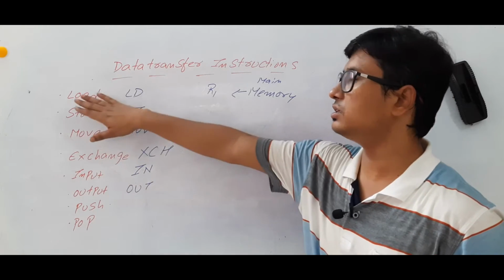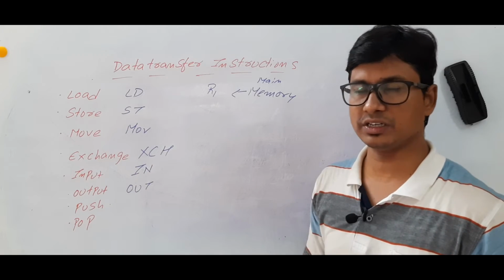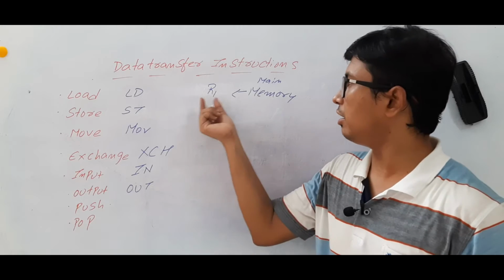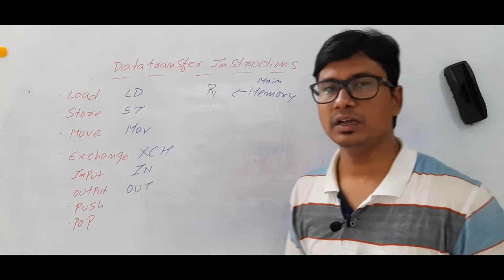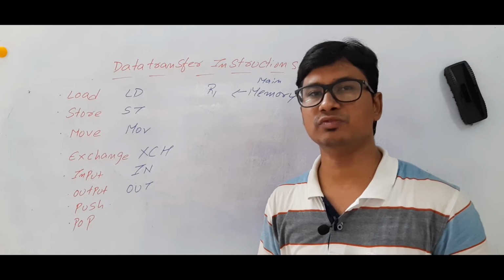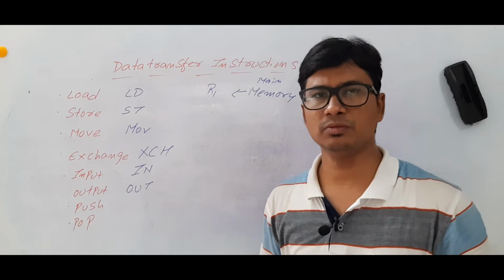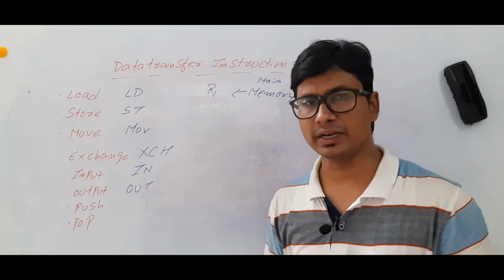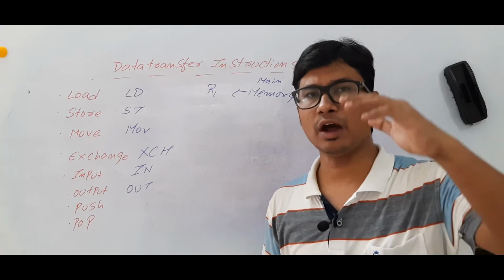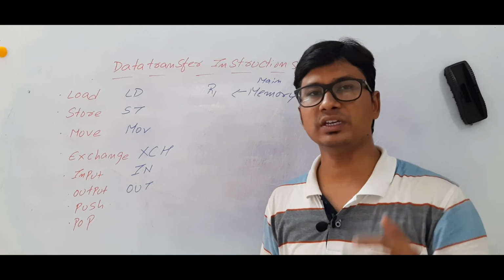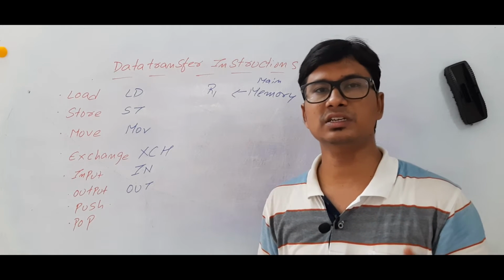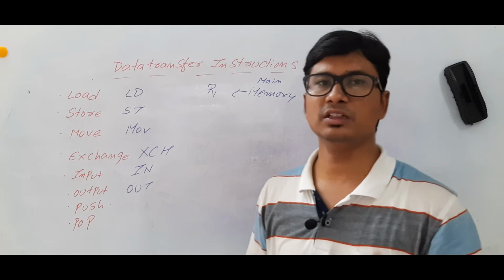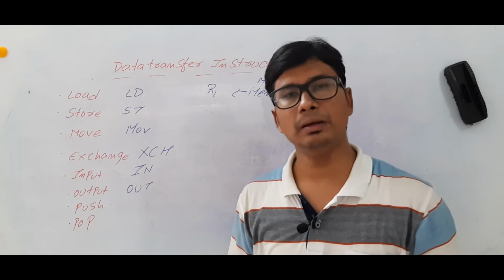Remember, all these data transfer instructions vary based on the addressing mode. Any instruction consists of 3 parts: the addressing mode or instruction mode, the opcode, and the operands. What is the instruction mode? We discussed around 10 addressing modes in one of the earlier videos. If you have not watched that video, please check it and come back to this video for better understanding.